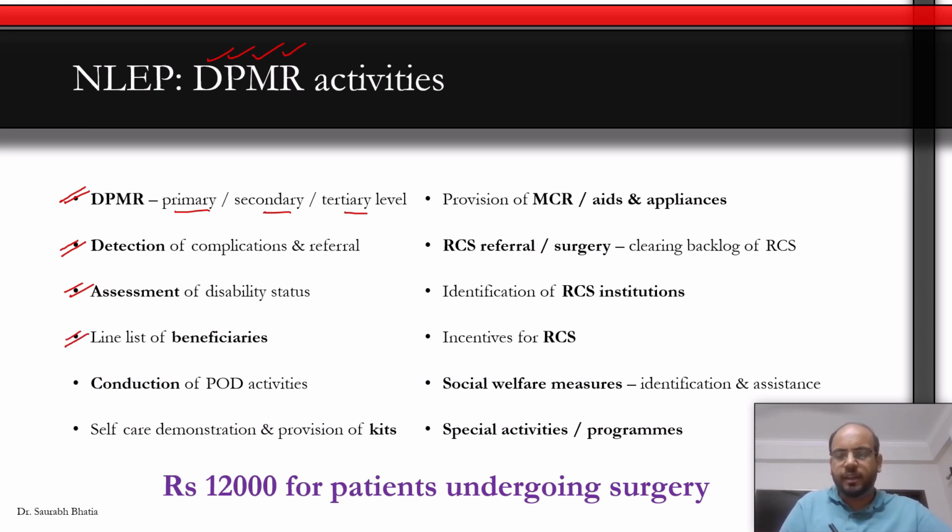Line list of beneficiaries. A person suffering from disability might receive some kind of benefit from the government. We need to have a list of that. Then conduction of activities for persons with disability, so that they have knowledge about disabilities and deformities, how to take care of the affected limb, and how to know if a disability is occurring or not. If there's new neuritis, if there's a new problem occurring, or if the older problem is not getting adequate treatment, people should know so they can ask for treatment. There has to be more self-reporting in these cases.